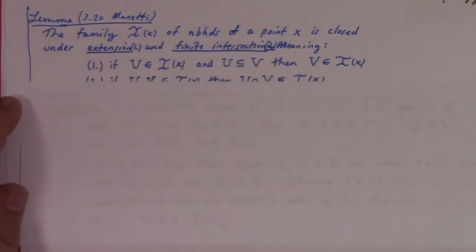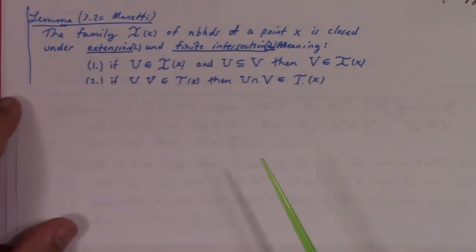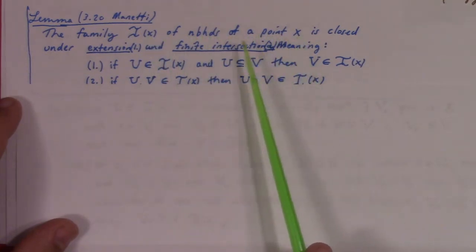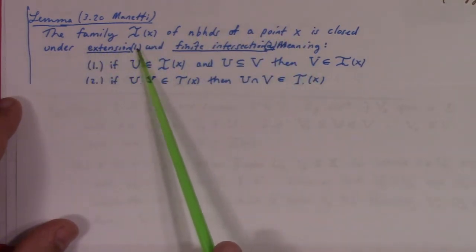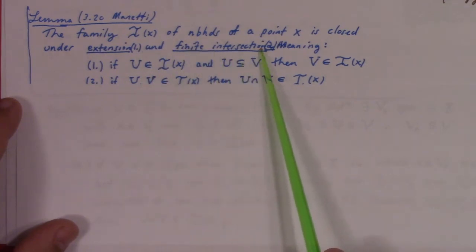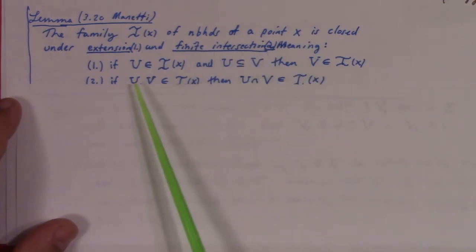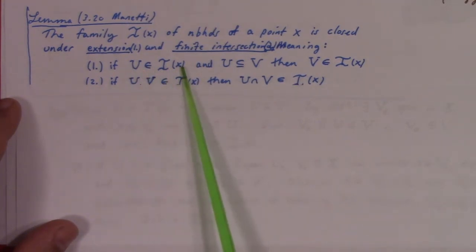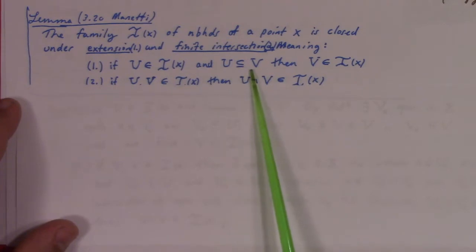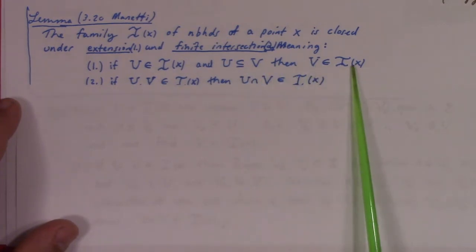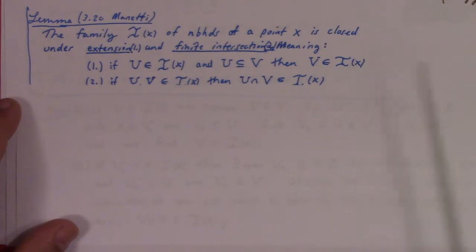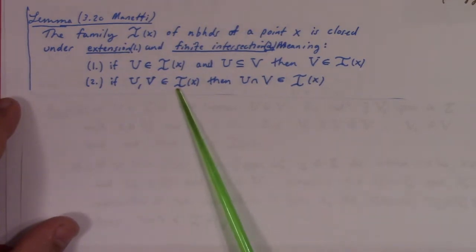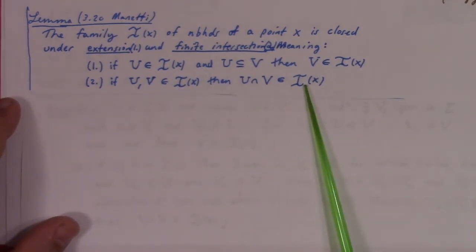Lemma 3.20. The family of neighborhoods of a point X is closed under extension, number 1, and under finite intersection, number 2. What do I mean by that? I mean that if U is a neighborhood of X and U is contained in V, then V is also a neighborhood of X. Also, if U and V are neighborhoods of X, then the intersection of U and V is a neighborhood of X.